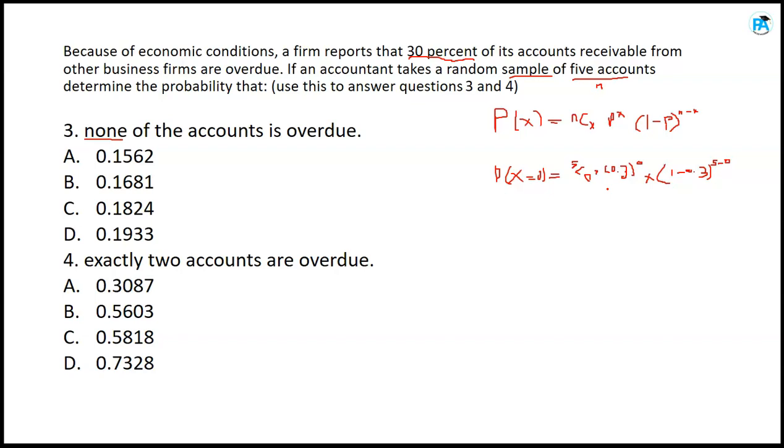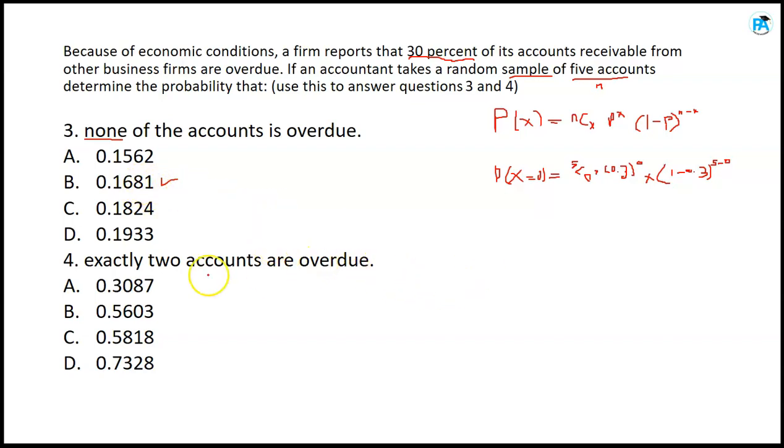Then you press 0 times, then 0.3 exponent 0 times, then 1 minus 0.3 inside the bracket. Press everything how you've seen it. Exponent 5 minus 0. When you do that properly, you should get what? B as your answer. You get 0.16807. And in 4 decimal places will be 0.1681. So the correct answer for 3 is B.